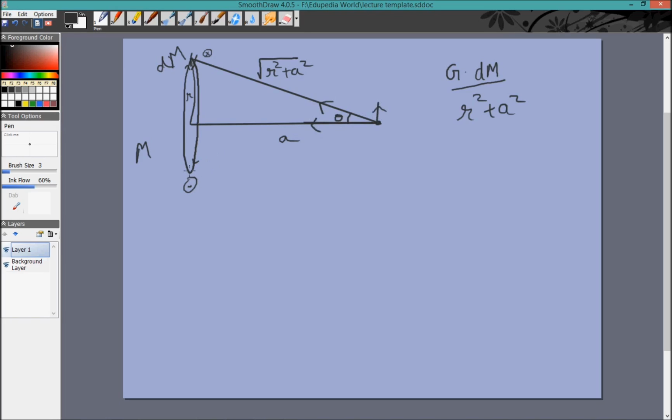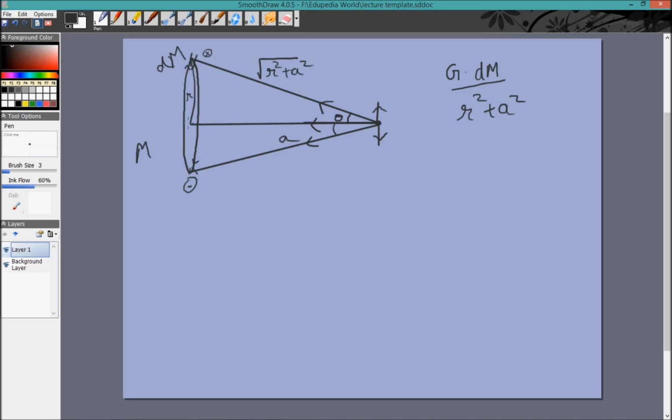Similarly, if we look at this particular point, if we take it to be a mass dm, it will exert a gravitational field in this direction. Again, it will have two components, one in this direction, the other in this direction. By symmetry, the magnitude will be equal. It will be G dm by (r square plus a square), and the angle is equal because the radius is the same on both the sides, right? So we see that the magnitude of the field will be equal, and their horizontal components will add up, but their vertical components will cancel.